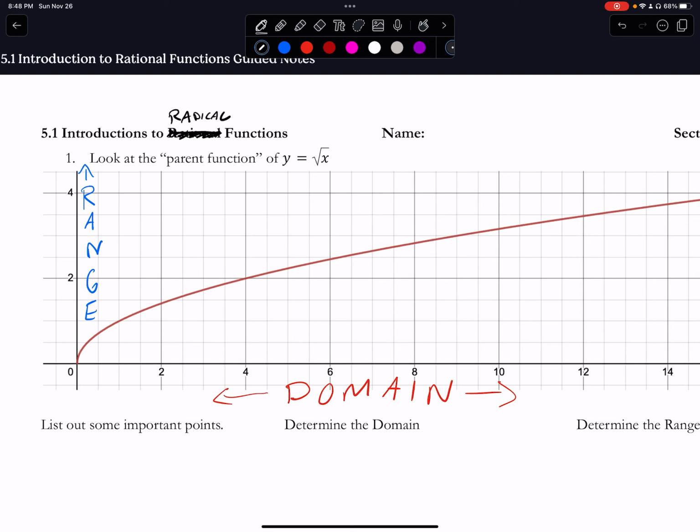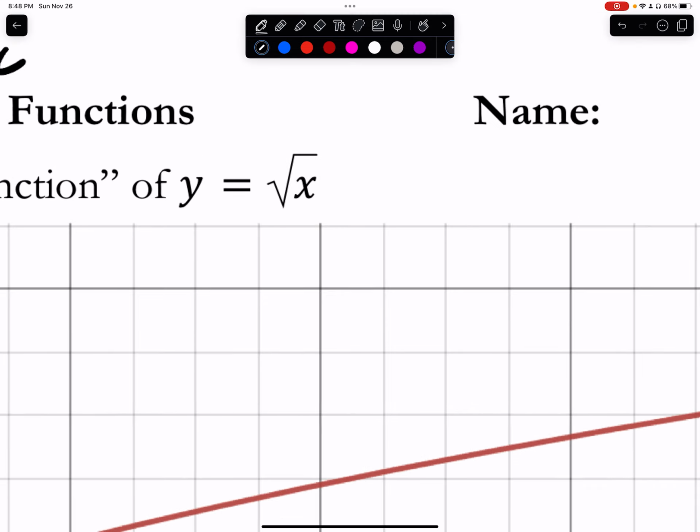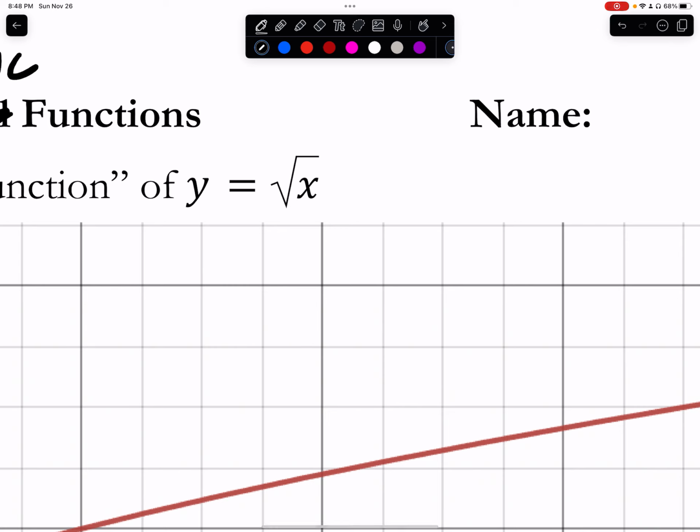Okay, welcome to our introduction to radical functions. We're talking about the parent function, which means there are no shifts or changes. This is the function y equals the square root of x, or radical x, you can say. That's why they're called radical functions. And the graph kind of looks like this little radical figure right here.